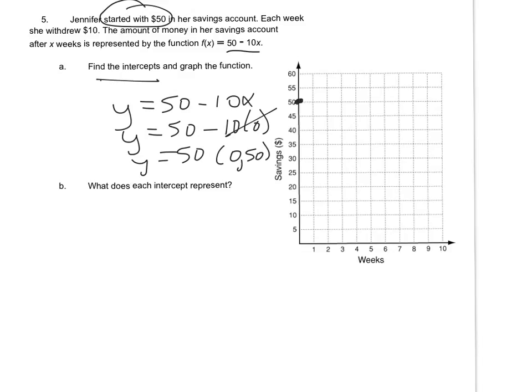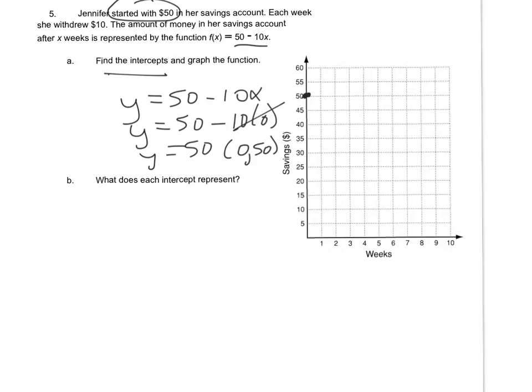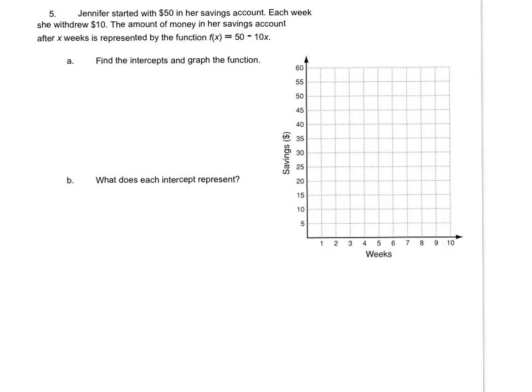Now, the next step is I'm going to do the same thing, except I'm going to plug in 0 for y. So instead of y = 50 - 10x, I'm going to plug in 0 for y, and I get 0 = 50 - 10x. I'm going to take the 10x to the other side, because when I do that, it's going to make that positive.